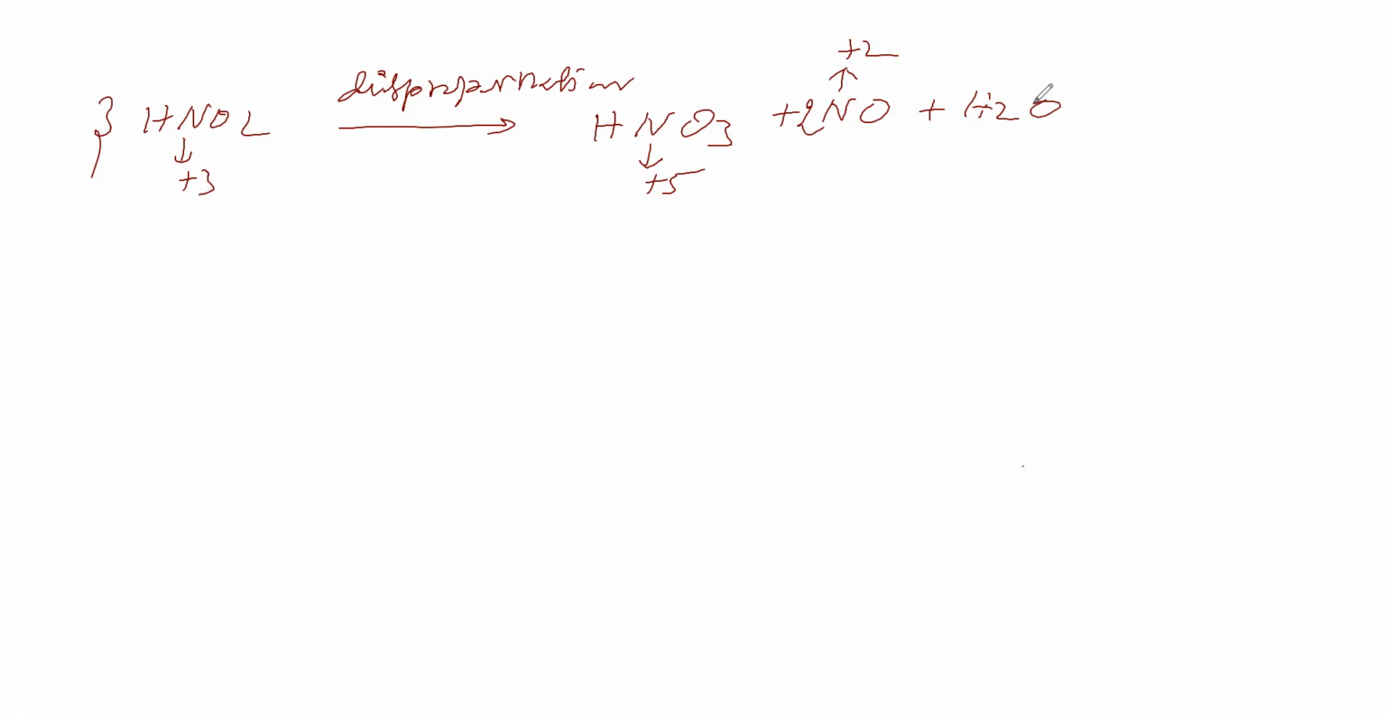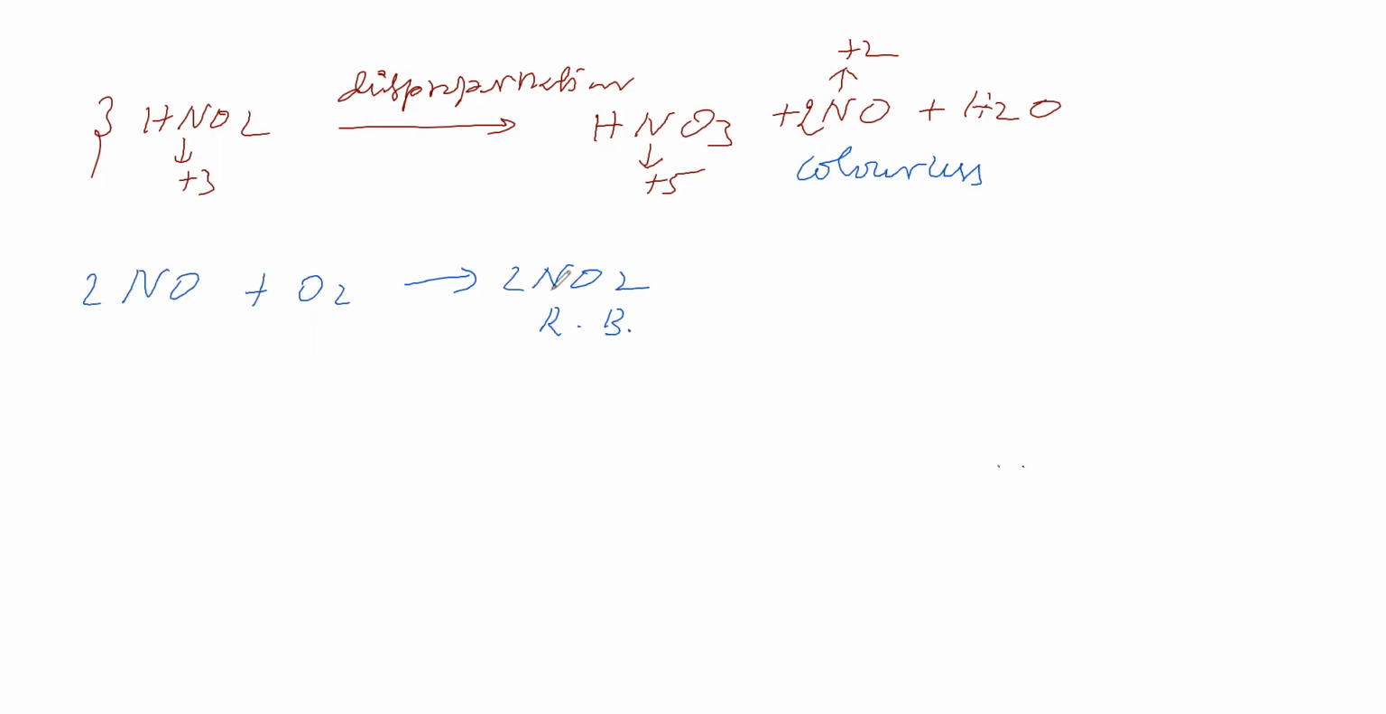Now this NO is called nitric oxide, which is colorless. On exposure to air, it immediately becomes NO2. NO2 is reddish brown. This nitric oxide immediately becomes NO2 as soon as it comes in contact with O2.